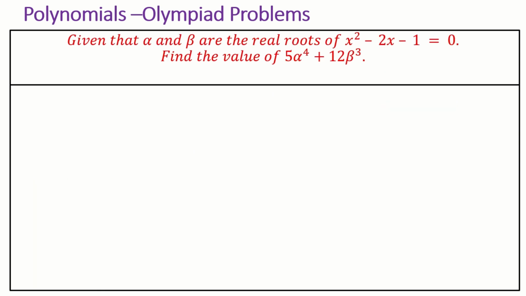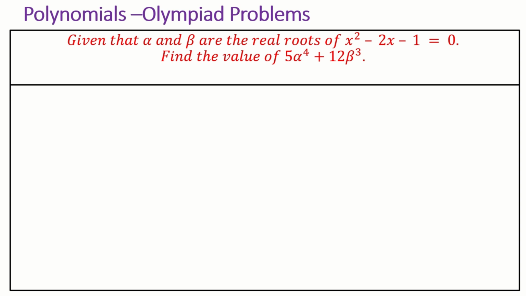Given that alpha, beta are the real roots of x square minus 2x minus 1 equal to 0. Find the value of 5 alpha power 4 plus 12 beta cube. So these are very common questions in Olympiad. You need to really look at the expression which you want to evaluate and see how you can go very close to that expression. Here we need to find out alpha power 4 and beta power 3, two values separately.